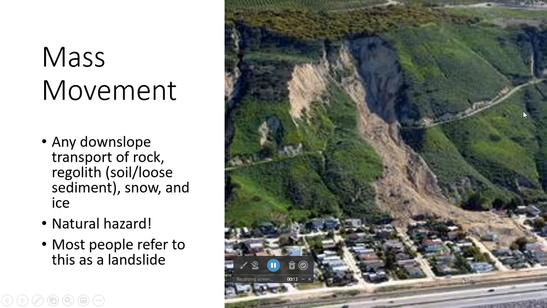So mass movement or mass wasting literally means any downslope transport of rock, regolith, snow, and ice. When I use the term regolith, we're talking about soil or loose unconsolidated sediment. These mass movements are natural hazards, so they can be very, very dangerous and very destructive. And most people refer to these mass movements as landslides, so you'll often hear that term used. In the photo on the right, this is depicting one of these types of mass movement deposits.